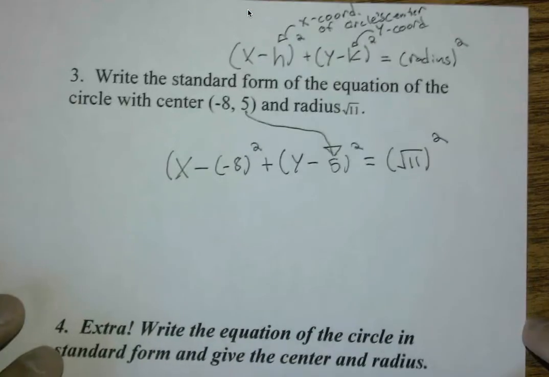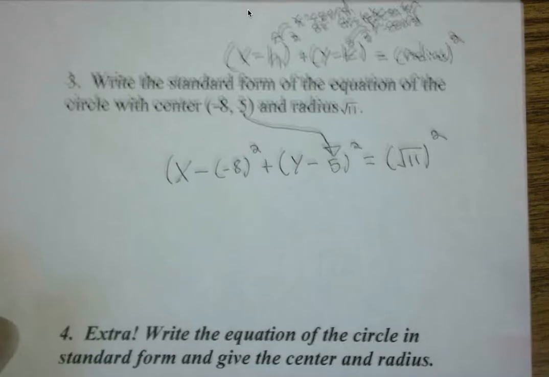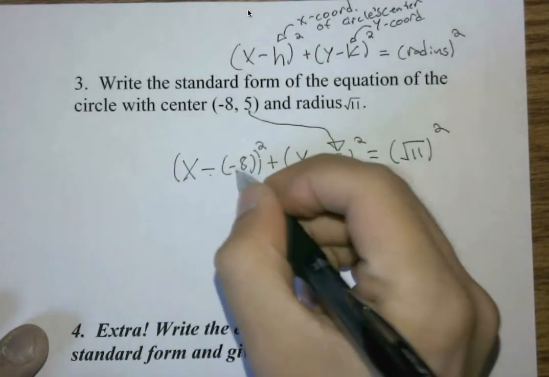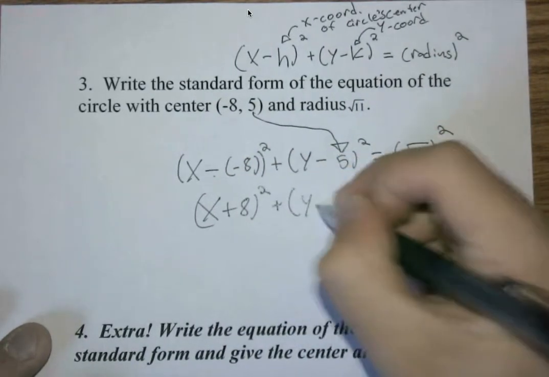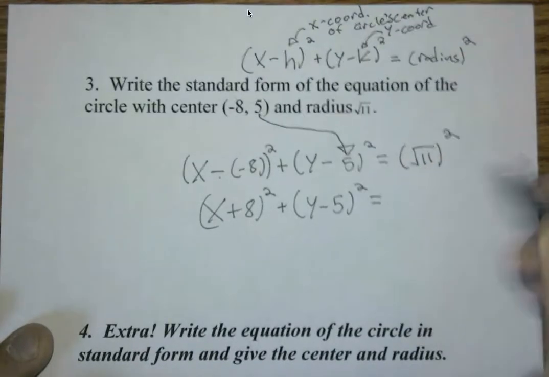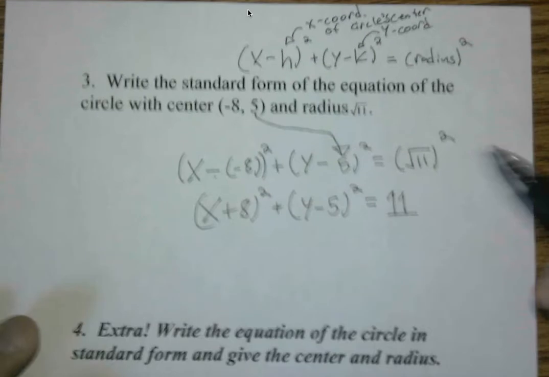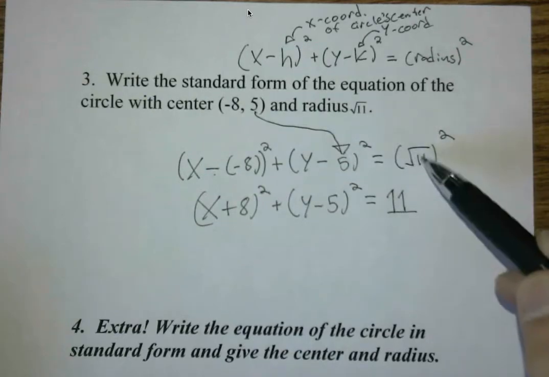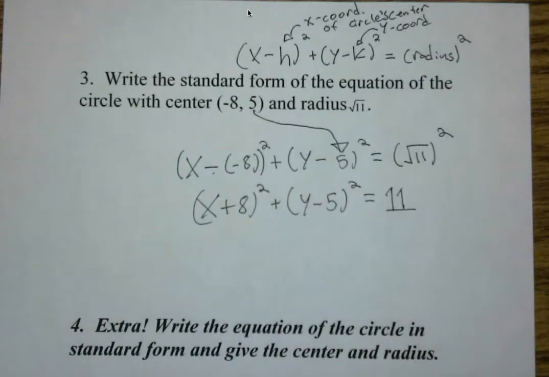So what exactly could we touch up here to make this easier or make this better to work with? What can be rewritten to make it a little bit cleaner? Hopefully you're saying the x coordinate, since you're subtracting negative 8, you could say this is x plus 8 being squared. You're then adding on, still y minus 5 being squared. But now this is equal to 11. And why is this 11? What changed? Well, you have the radius, which was root 11, and that has to be squared if you're using the standard form equation of a circle. So this is considered the standard form.